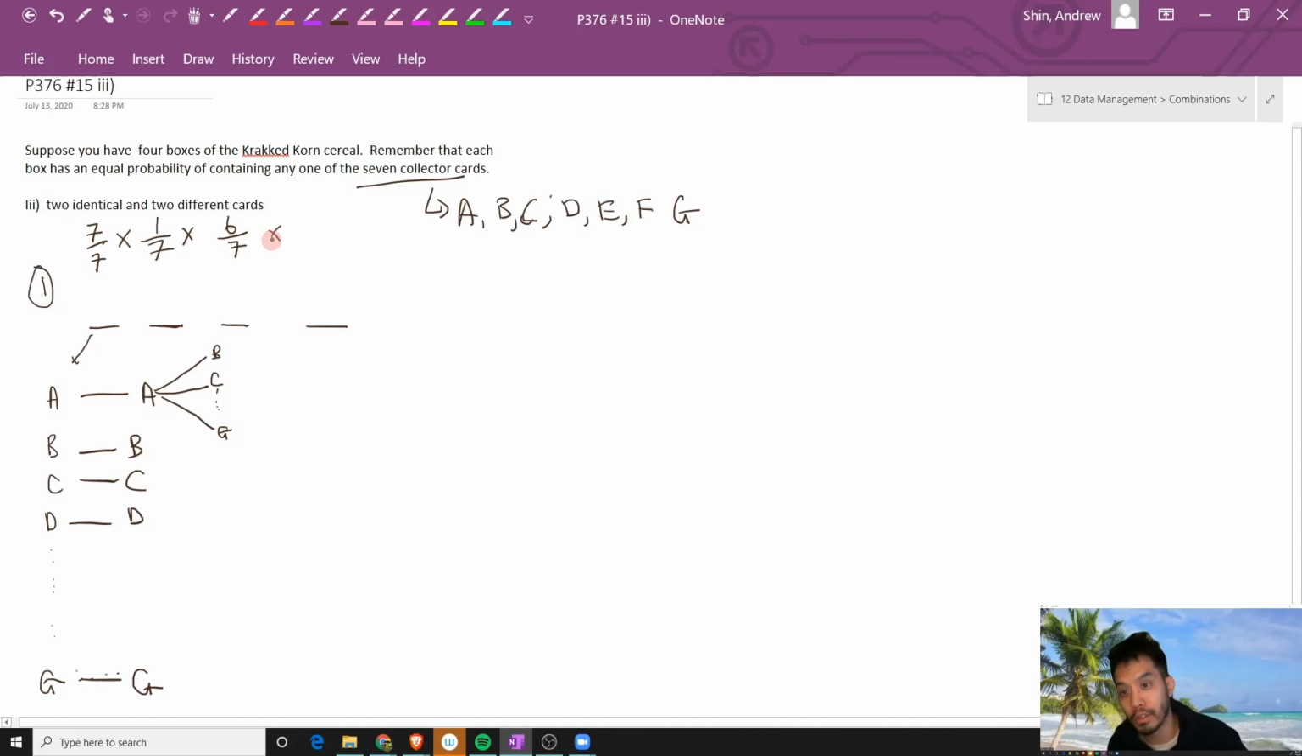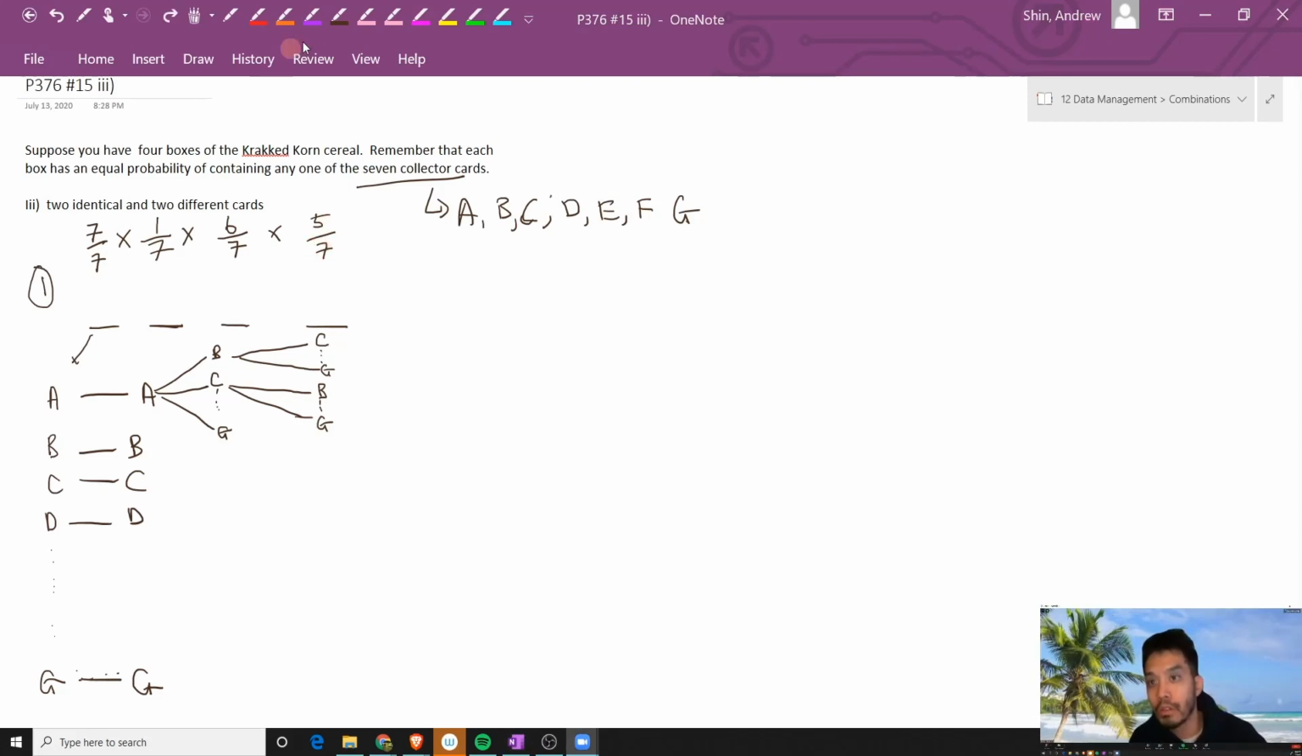And then the last one's got to be a different card from this one and this one. So here, in our final part of our tree diagram, this has got to start with C, and it goes down to G. And here, this starts with B and goes down to dot, dot, dot, G. Okay? And so we have 1 less choice now. So we have C to G, C to G, that's 5 out of 7 choices.